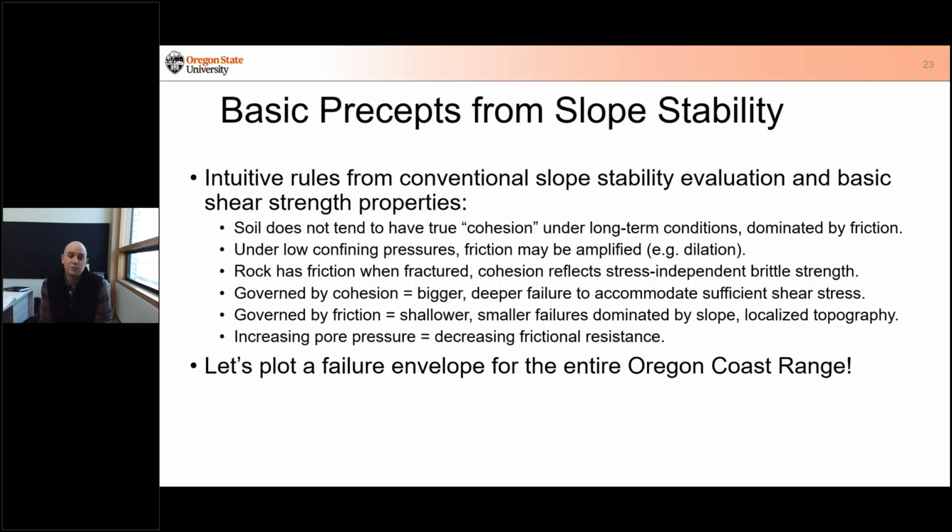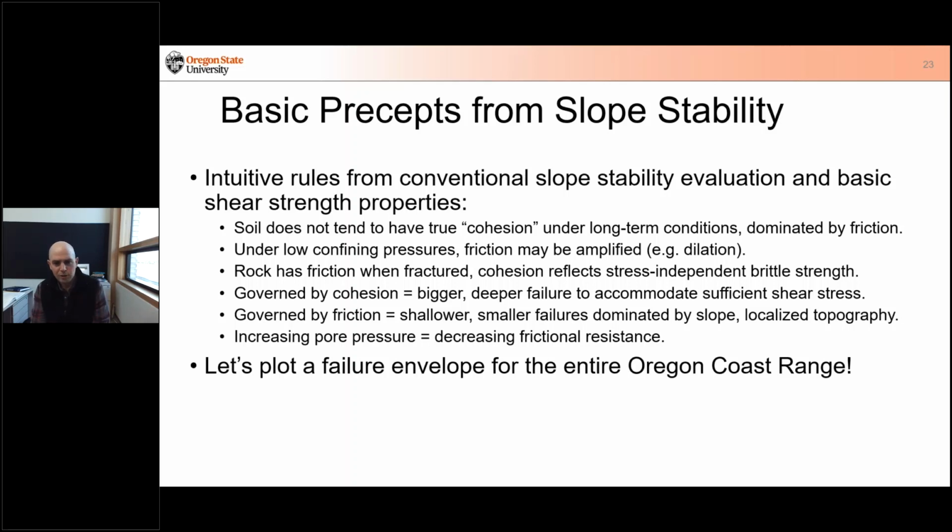And basic shear strength properties, well, we know soil, I wouldn't trust cohesion if you have it under long-term conditions, and it tends to be dominated by friction. There are things that look like cohesion, apparent cohesion, so partial saturation, roots, a variety of things, but generally more frictional, less cohesive. Under low confining pressures, friction can be amplified. So that's the role of dilation, particularly under low confining stress.